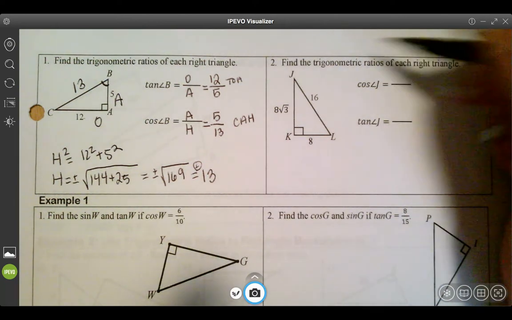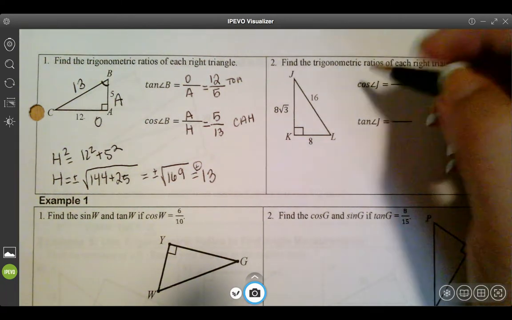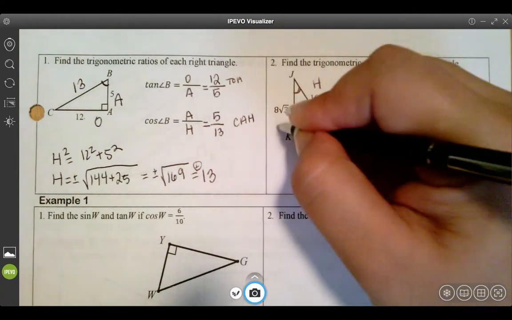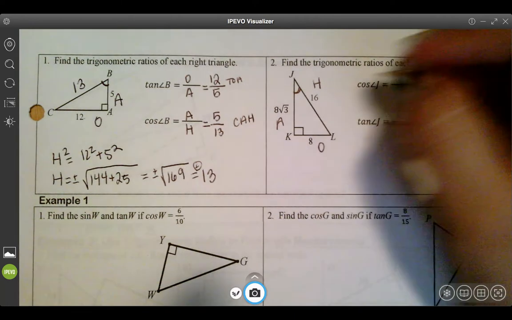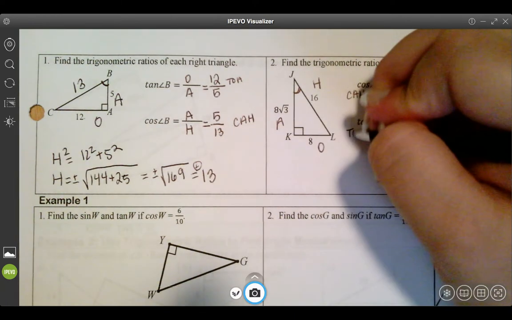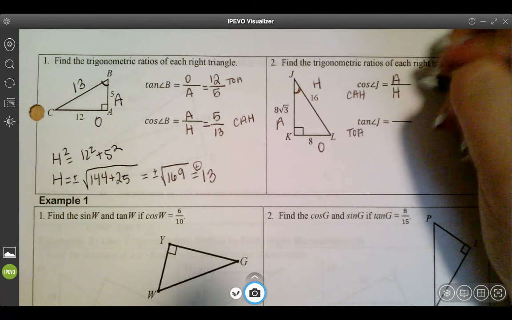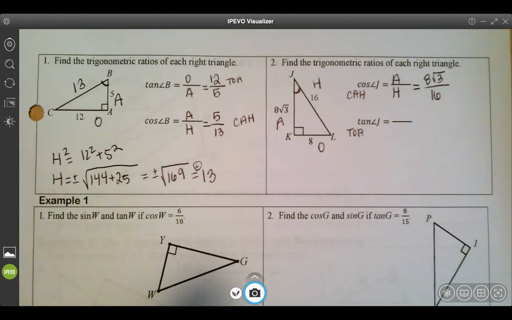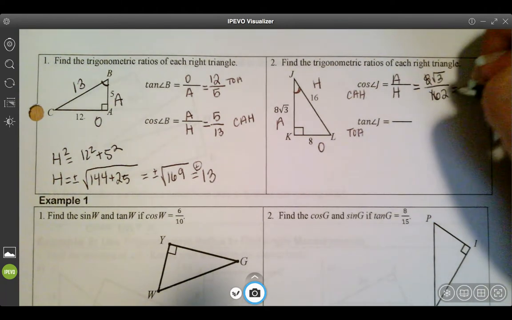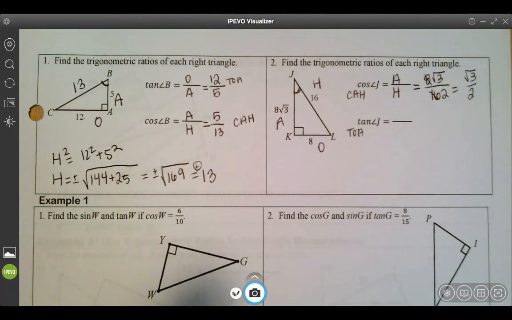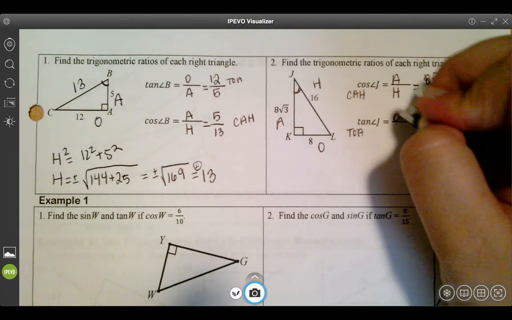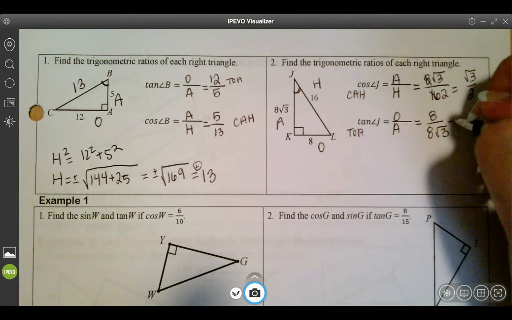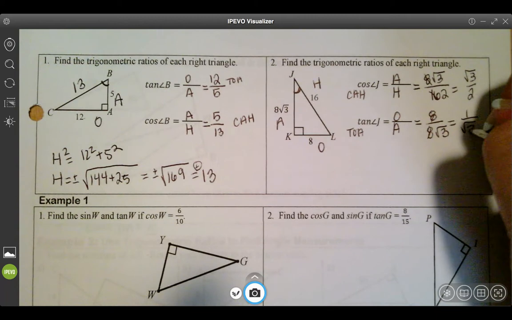In our next example, find the trigonometric ratios of each right triangle for angle J. So here's my reference angle, hypotenuse, opposite, adjacent. SOH CAH TOA. So this is adjacent over hypotenuse, which is 8 times the square root of 3 divided by 16. That reduces to the square root of 3 over 2. TOA, opposite over adjacent. That's 8 divided by 8 times the square root of 3. I can reduce that to 1 divided by the square root of 3.